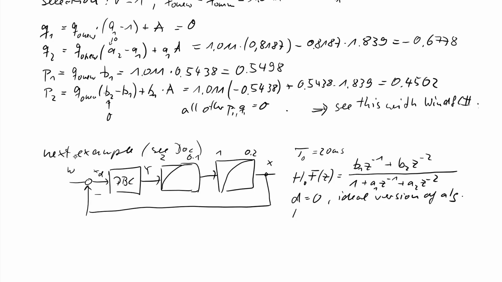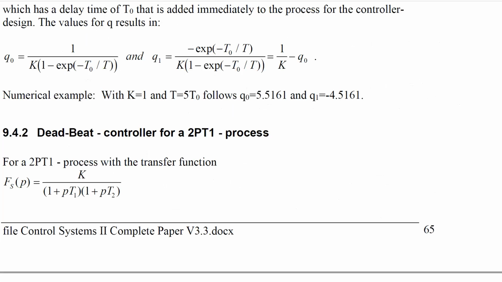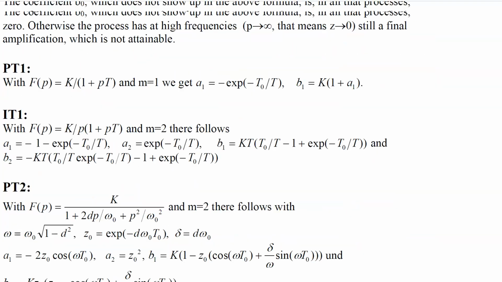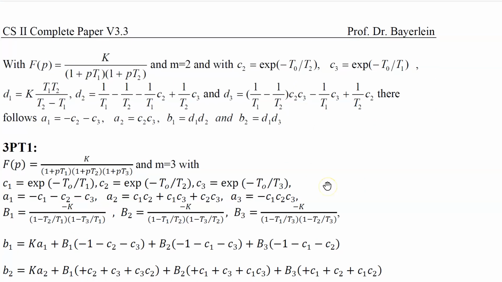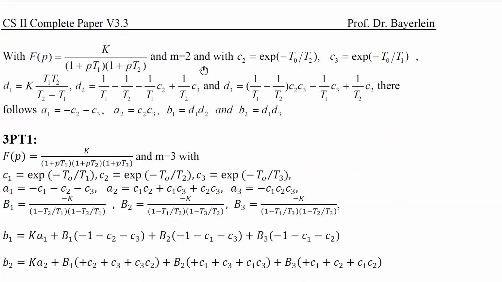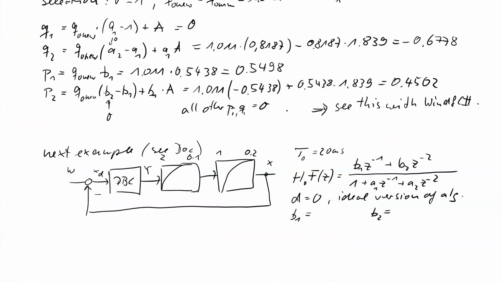Okay, the values can be calculated with either a computer program or with the equations here in my paper. Direct equations: now we have to go to 9.1 here, 2PT1, where the a's and the b's can be calculated with these equations on page 63. See page 63, and a1 is and a2 is.